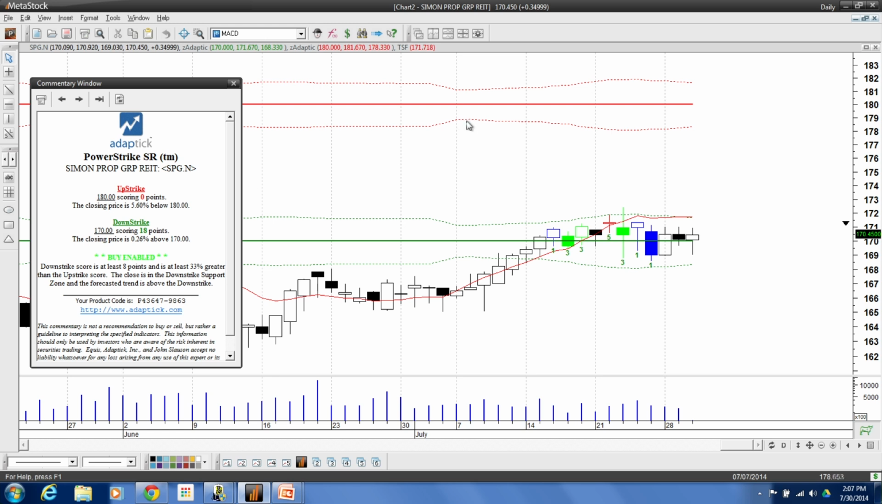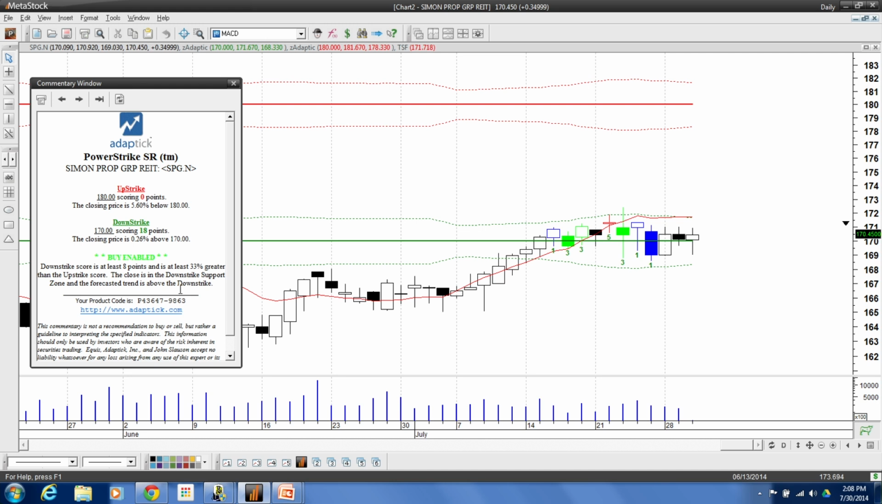So we can see that our upstrike score is 0. We don't have anything going on up here. Downstrike score is at 18, and our buy is enabled. All the criteria is met. So we can use this as a confirmation to that entry.